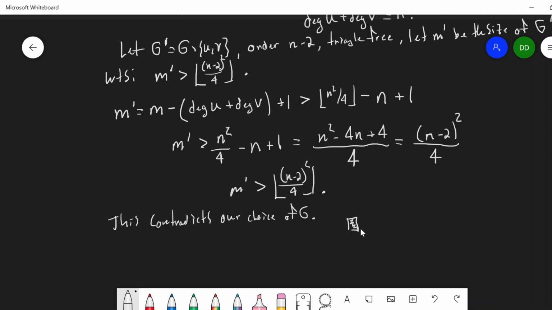So again, what this is saying, theorem 1.9 here, is that if a graph of order n has size m greater than n squared over 4, not only is it not bipartite, but now we know something more, that it also contains a triangle. It has to contain a triangle.